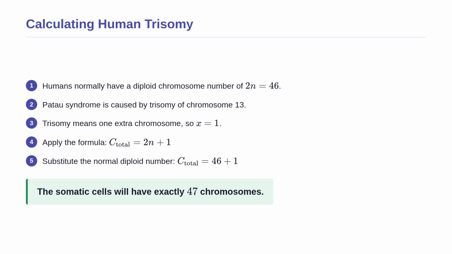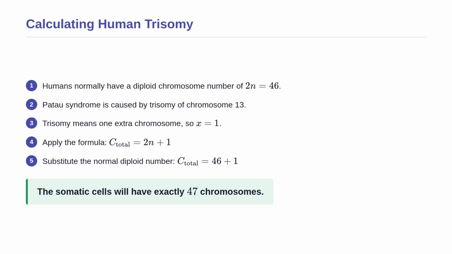Before we move on, let us see this formula in action with a concrete example. The problem states that humans normally have a diploid chromosome number of 46. We are asked to find the total number of chromosomes in a child born with Patau syndrome, which is caused by trisomy of chromosome 13. First, we identify the normal diploid number, which is 46.